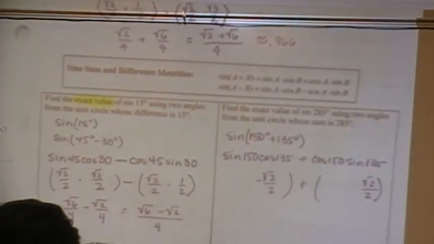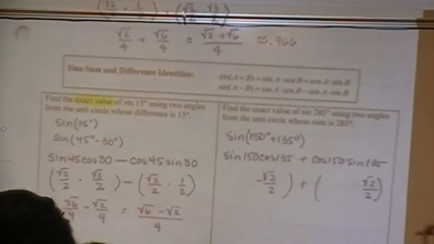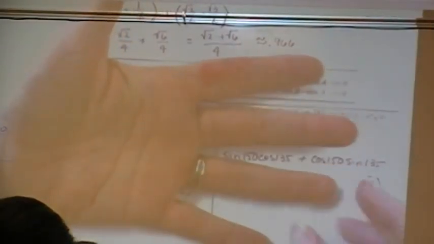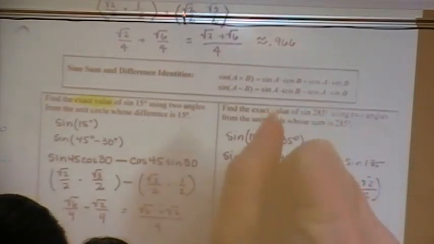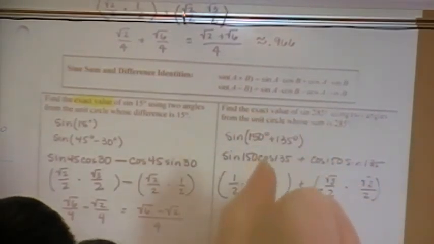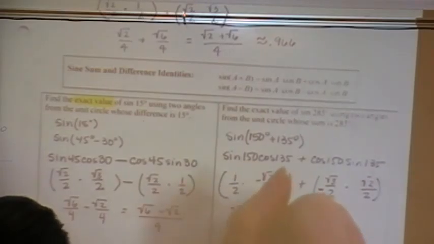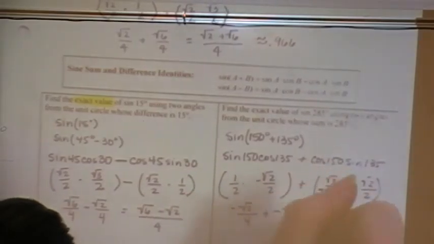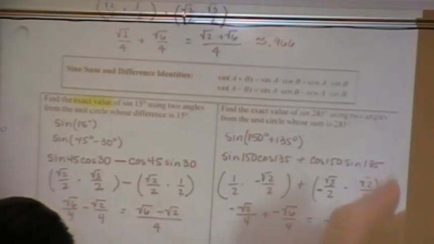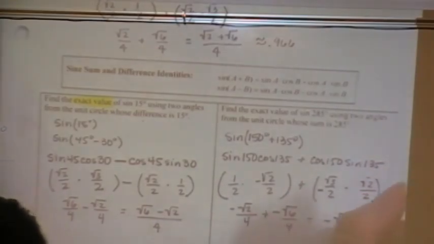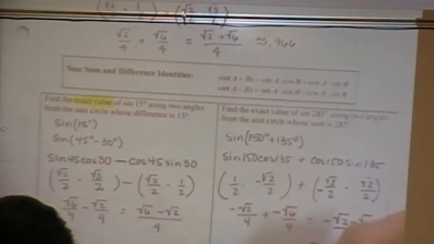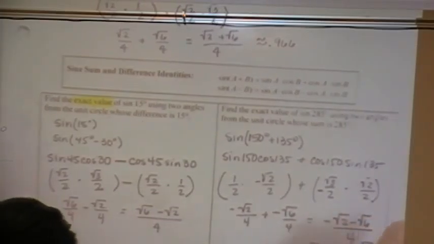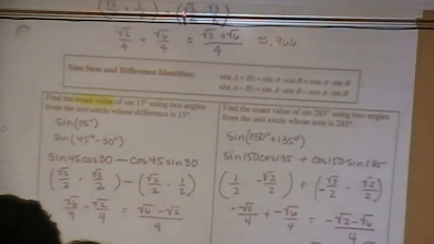And then 150 lines up with 30. So if I'm left-hand tricking this, I use this one. So cosine is square root of 3 over 2. It has to be negative, and sine is a half. So I end up with negative square root of 2 over 4 plus negative square root of 6 over 4. So your final answer ends up negative square root of 2 minus square root of 6 over 4. Or if you wrote negative square root of 6 minus square root of 2 over 4, either way, it's the same thing. Are we okay? Not bad?